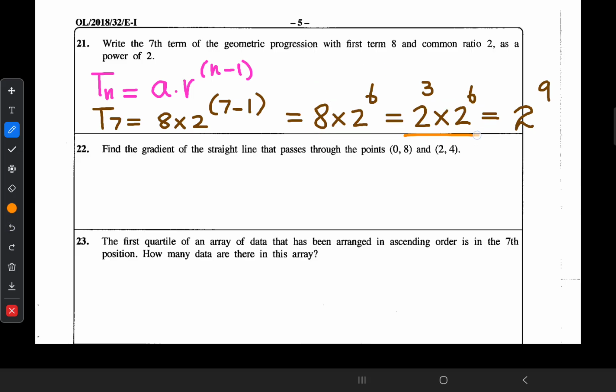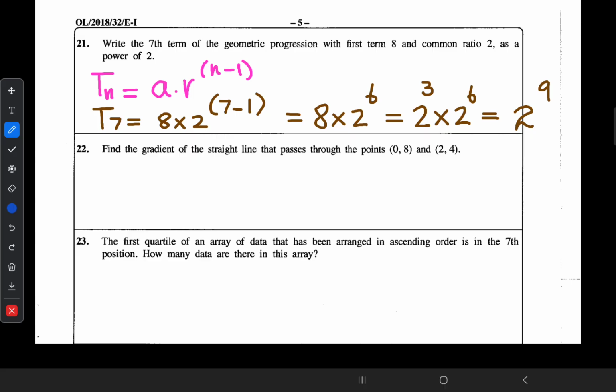Multiplication with the same bases: you write the same base in your answer and add. While multiplying, you have to add the indices. While dividing, you have to subtract the indices. Since here we have multiplication between two same bases, we can directly add the indices. That would be 2 with an index of 9.